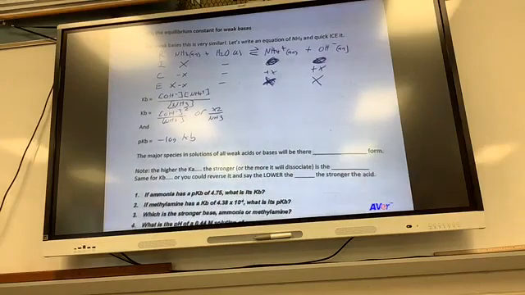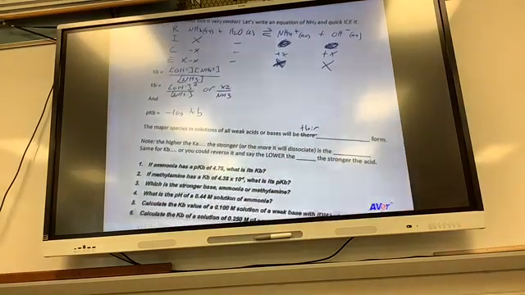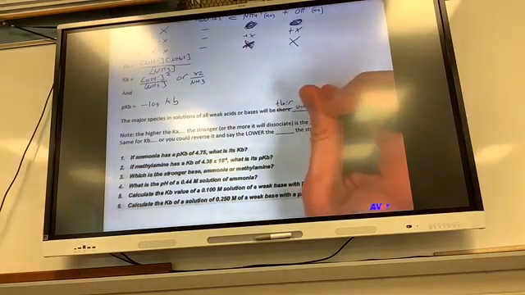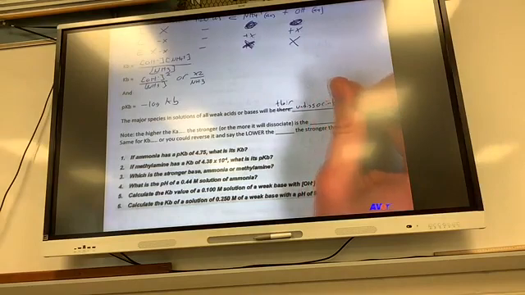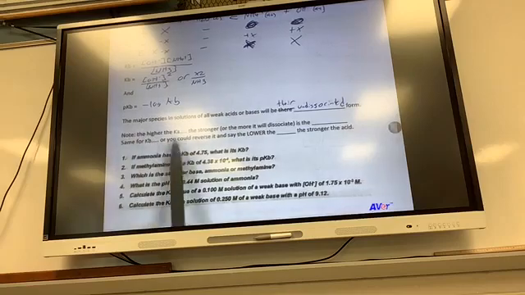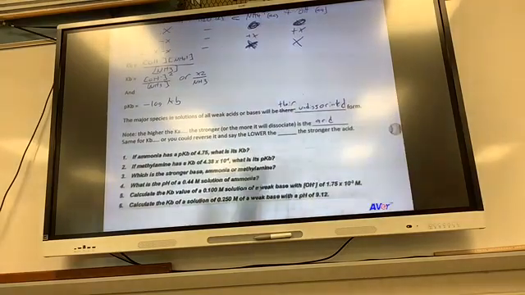The major species in all the solutions of weak acids or bases will be their what form? Undissociated, because these are weak. The major species is going to be the form where they're not broken up, because these barely break up. That's why they're a weak acid or weak base. Note, the higher the Ka, the stronger the acid and the more it will dissociate. Same for Kb.